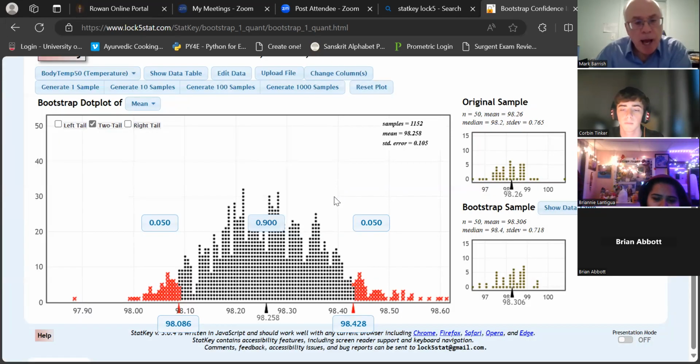Now, notice what happens. Now we have bigger tails, because 90% in the middle is fewer black dots, right? There's fewer in the middle and more on the tails. So what happens, and look at the interval, it becomes narrower, more narrow. It's now 98.06 up to 98.428. And by the way, that formula, that 2 times standard error, doesn't work. That's only for the 95%. Now we have a 90%.